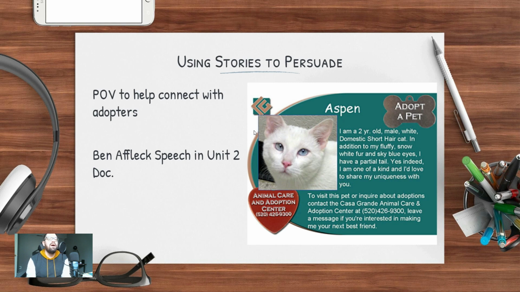I am a 2-year-old male white domestic short hair cat. I am one of a kind. I have a partial tail. I love to share my uniqueness with you, if you leave a message, if you're interested in making me your next best friend.